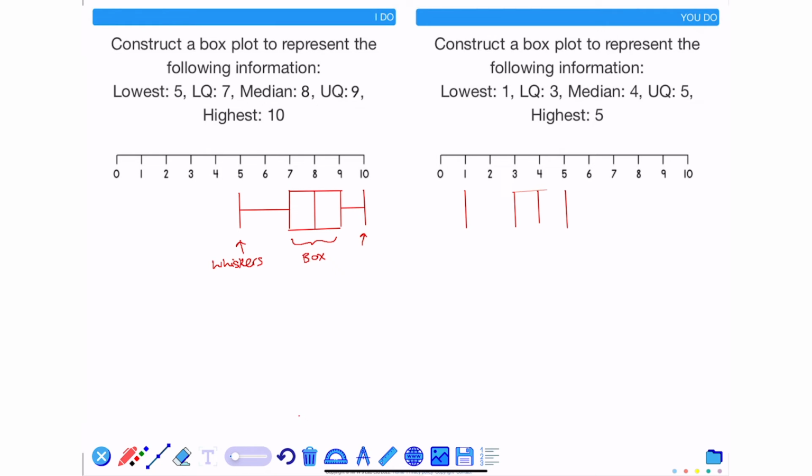Connecting the lower quartile with the upper quartile and the lowest value with the lower quartile, this is what my box plot would look like in this case, where the upper quartile and the highest point have exactly the same value.